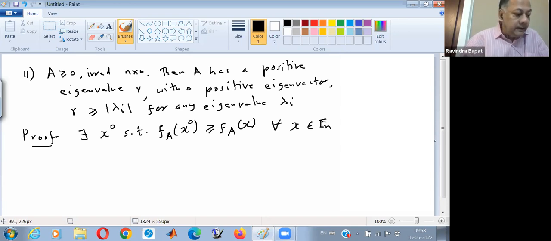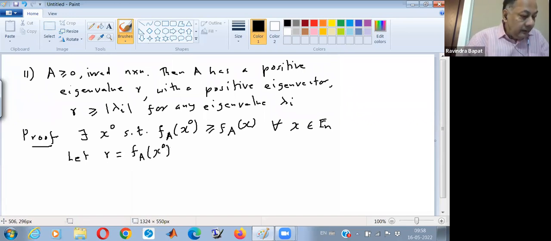And FA attains its maximum there. So that maximum value, as I made a remark earlier, turns out to be the Perron eigenvalue. But we have to prove it. So let R be that maximum.